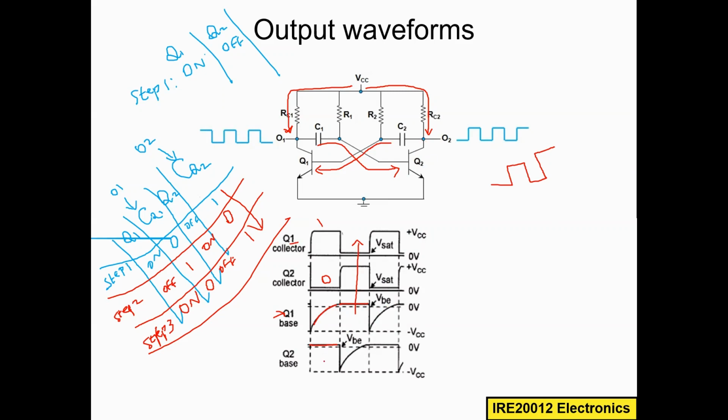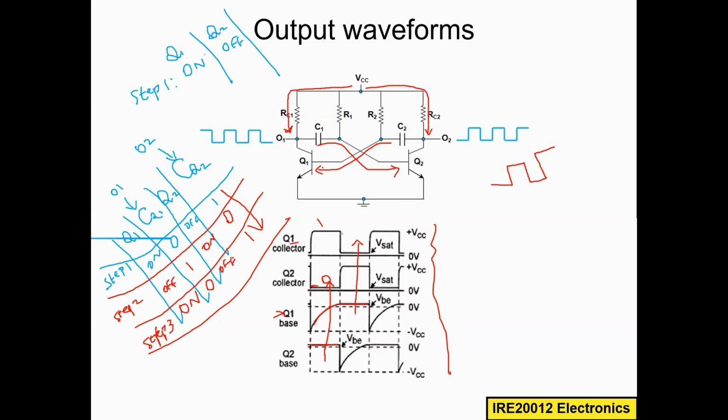So can we check now? So this is the logic. This is the base of Q2. Yes. And this is the collector output. So this is the logic 0. If you look at the graph, it's very obvious based on the theory. So this is the operation or working principle of this astable multivibrator.